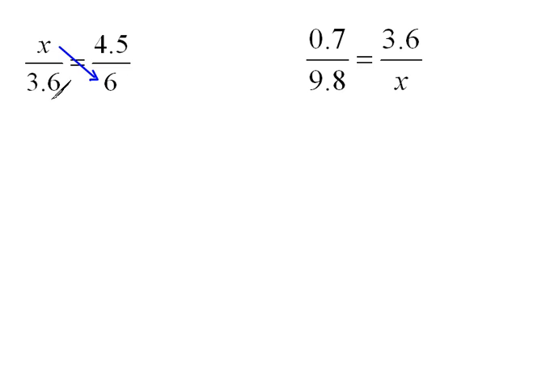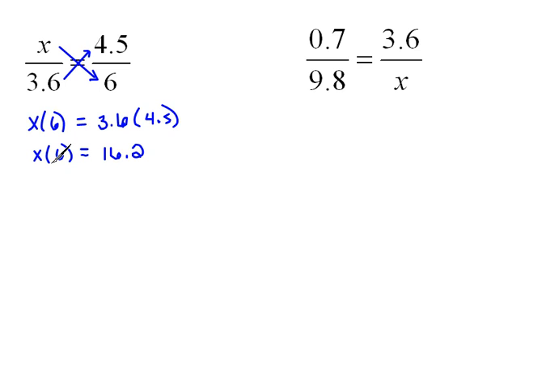So this would be x times 6 for this cross product is supposed to equal the 3.6 times 4.5. So that's using our idea of cross product in order to solve this. Now let's clean up what we can. We can go ahead and do this multiplication here. That's just multiplying those decimals. So this would be x times 6 equals 3.6 times 4.5 would be 16.2.